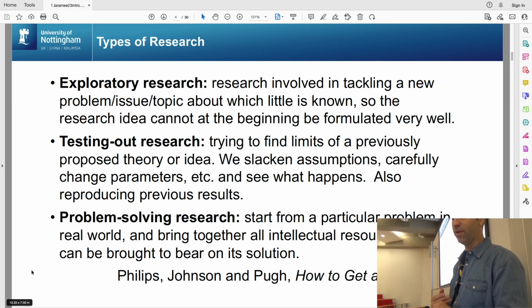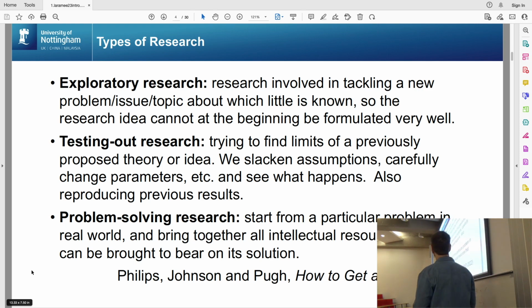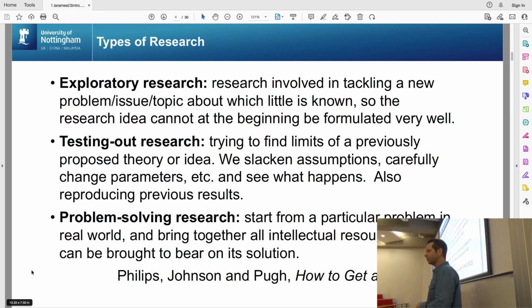Testing out research falls into more like testing a hypothesis. Right? I think this is true, and then looking for evidence to either support or refute that hypothesis. And then there's problem-solving research, which is trying to actually provide a solution to an actual given problem. Like, I think that this database query can be run in 1/10 of a second, and I have an idea about how to accelerate the speed of this database query, for example. Right, that's a very specific problem.